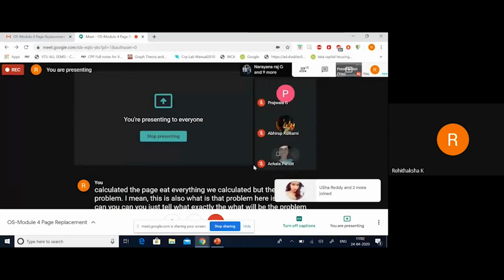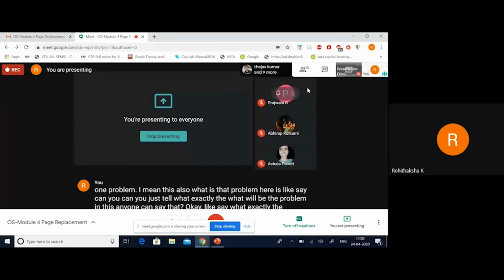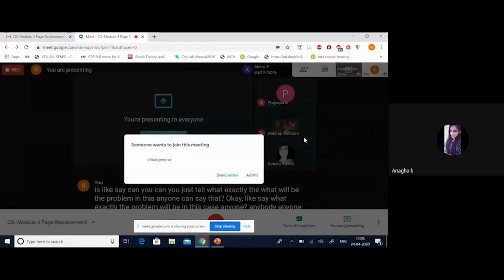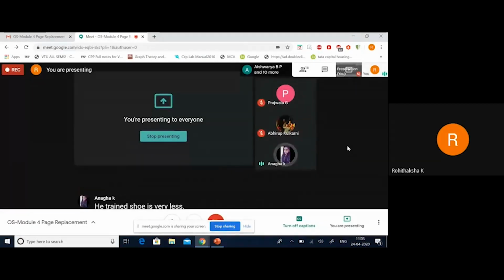Anyone? Anybody? Anyone can say what will be the problem in the first in first out replacement algorithm? Hit ratio is very less. Page hit ratio is less, okay.